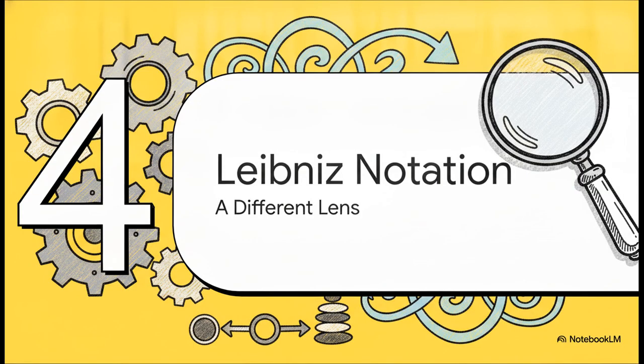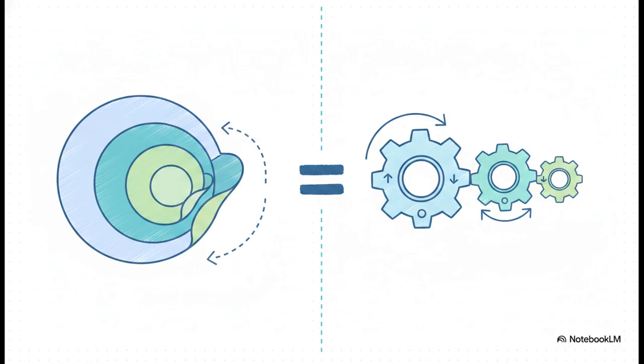Part 4, Leibniz notation explained. We're looking at this through a slightly different lens. What's super interesting about this is that the two notations, prime and Leibniz, are saying the exact same thing mathematically. Prime notation is great for clearly seeing the function composition. But Gottfried Leibniz, one of the original developers of calculus, used a fraction-style notation.